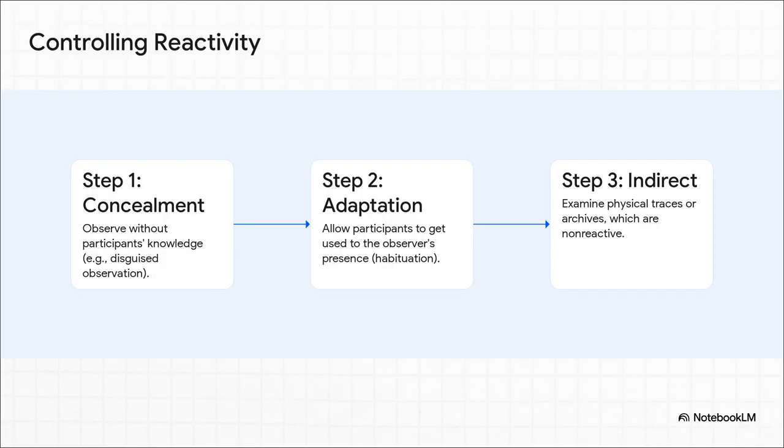So how do scientists get around this? Well, they've got 3 main tricks up their sleeve. First, they can hide, basically. They can conceal the observer, like in that disguised study. Second, they can just hang around for a while and let people get used to them. It's a process called habituation. Or third, they can use those indirect methods we talked about, like studying people's garbage or public records, where there's just no way for reactivity to happen.